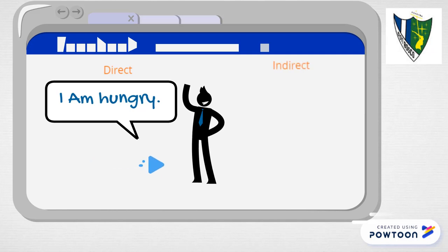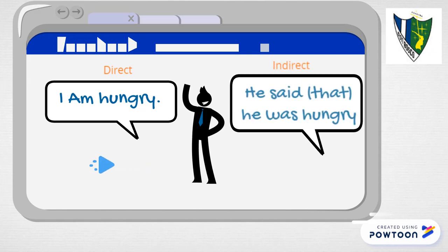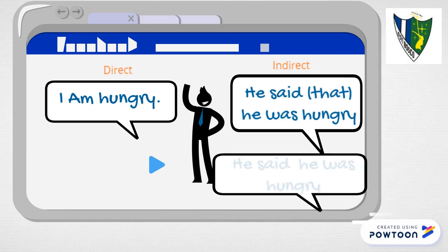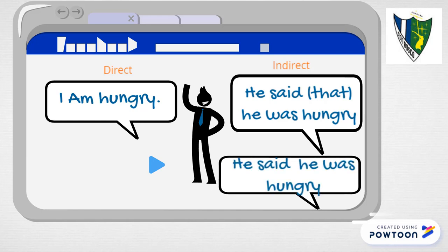So let's check the indirect speech. Here we have it. He said that he was hungry. "That" is in parentheses. It's up to you if you use it or not. The other option is, he said he was hungry.